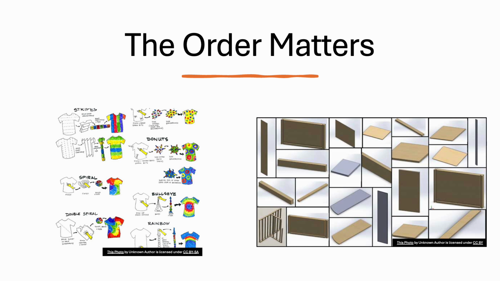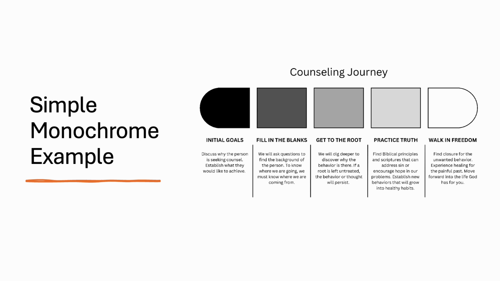If I'm going to do an art project, making a tie-dye shirt, if I want stripes, I have to sequence how I fold the shirt and how I color it. If I want spirals, I use a different sequence. Or if I go to IKEA and I buy a piece of furniture and it comes in boxes and I have to assemble that, it's designed to go together in a certain order in order for it to have structure and usability. If I don't follow that order, I often don't even have a functional piece of furniture. Order matters.